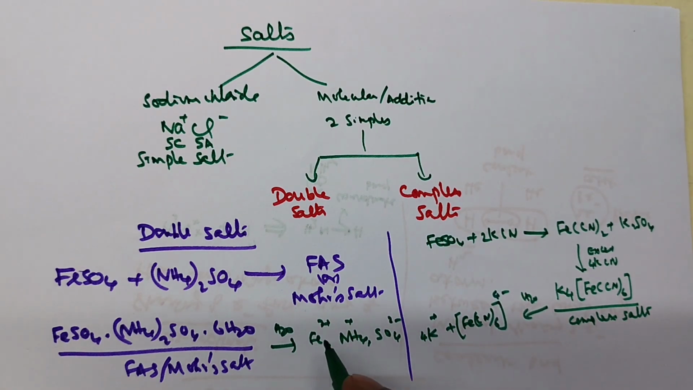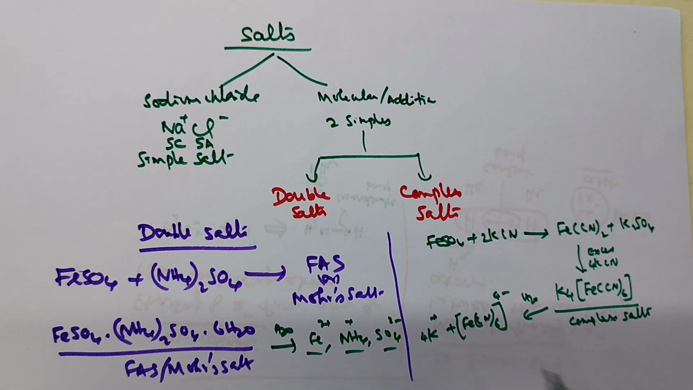If we check in the salt analysis, you may have studied the test for ions like sulfate ions. If you add barium chloride, a white precipitate of barium sulfate will be precipitated. From that we confirm that sulfate ion is present in the solution. Similarly, for ammonium ions, if you add sodium hydroxide and Nessler's reagent, it gives a brown precipitate that indicates the presence of ammonium ions. Similarly, there is a test for Fe2+ ions also. So here the ions all retain their identity.